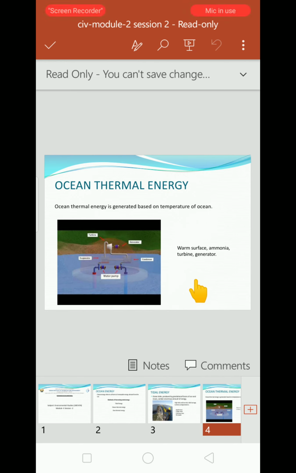The upper surface of the ocean water is used, and the high vapor pressure thus produced turns the turbine of the generator and generates electricity. This is the process. The main thing is the temperature difference between the top surface and lower surface of the water body.